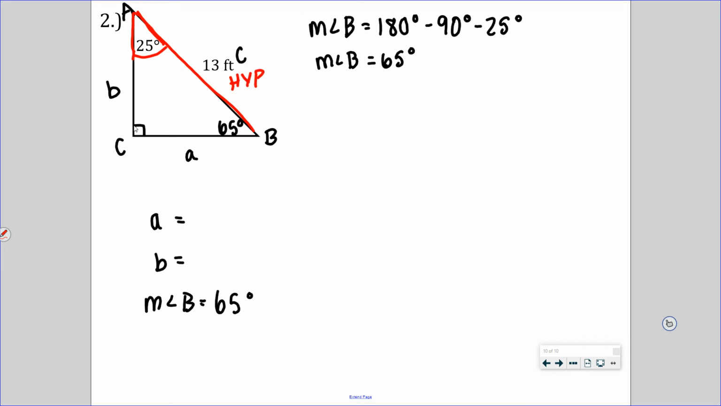Okay, Walker, what do you want to find? Side A or side B first? B. B? Okay. If I'm using angle A, what is side B? Is it my adjacent or my opposite? Anybody? Adjacent. It's touching it. Adjacent. Okay?